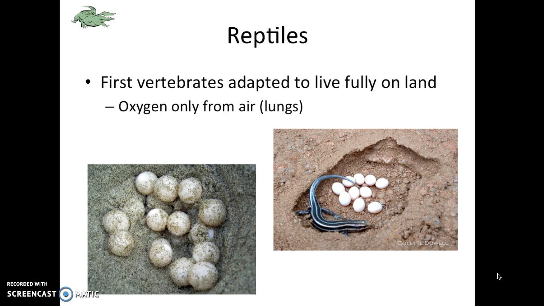This meant a few things. This meant that they needed to get their oxygen from the air as opposed to the water, meaning they needed lungs. Additionally, this meant that they had to lay their eggs on land. So this posed as a challenge because eggs, developing embryos, are particularly prone to drying out. So laying eggs on land posed a challenge for reptiles. We're going to be focusing largely on the adaptations that have allowed reptiles to survive and thrive on land.